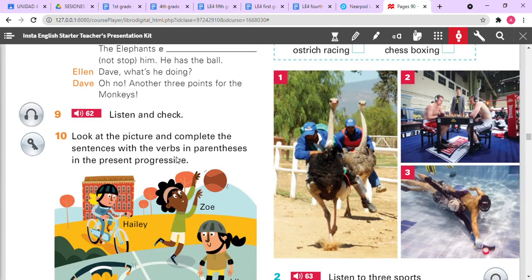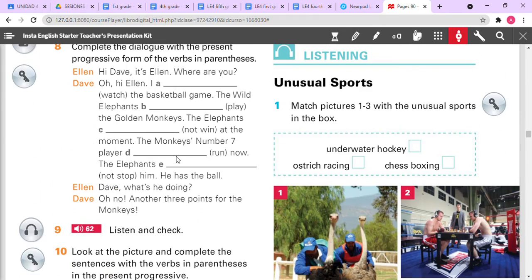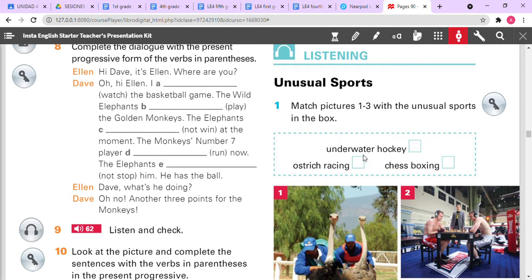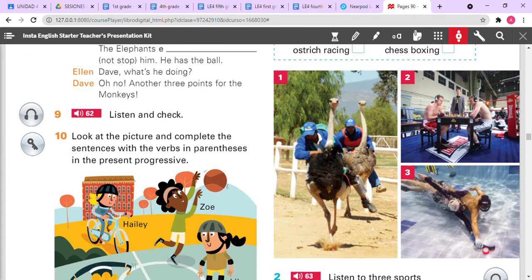Now we're going to continue with a second part, listening, unusual sports. Okay, unusual sports. Match pictures 1 to 3 with the unusual sports in the box. Underwater hockey, that is number 1. Ostrich racing, number 2. Chess boxing, number 3.